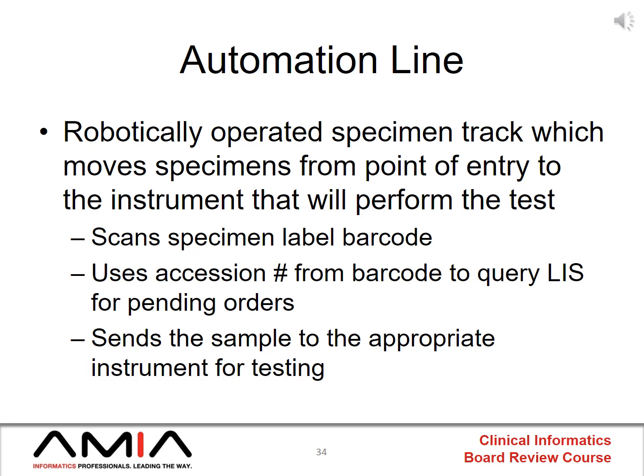in the track. For laboratory automation lines, the automation line has a barcode reader on it. That barcode reader will scan the specimen label barcode. It will look at the accession number or other identifier within the barcode, and it will query the laboratory information system for any pending test orders on that specimen. Once it receives those orders and then associates those orders with the instrument that will be performing the test, it sends the sample down the robotic track to the appropriate instrument for testing.